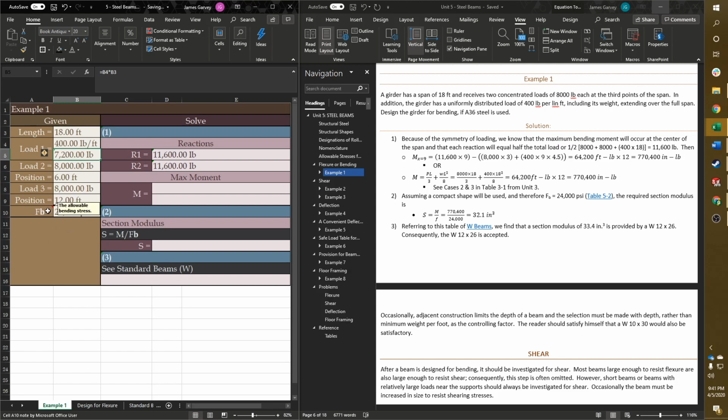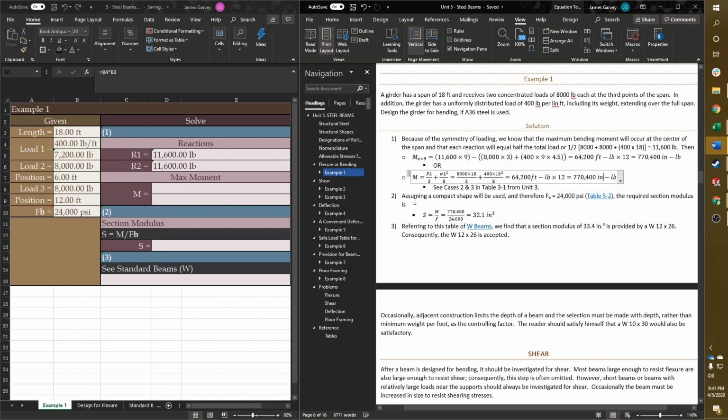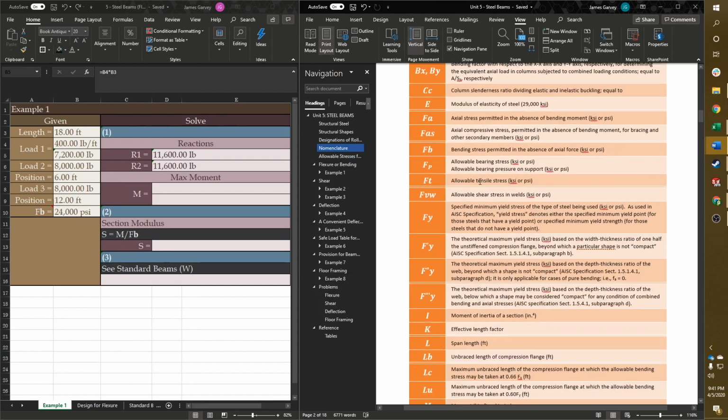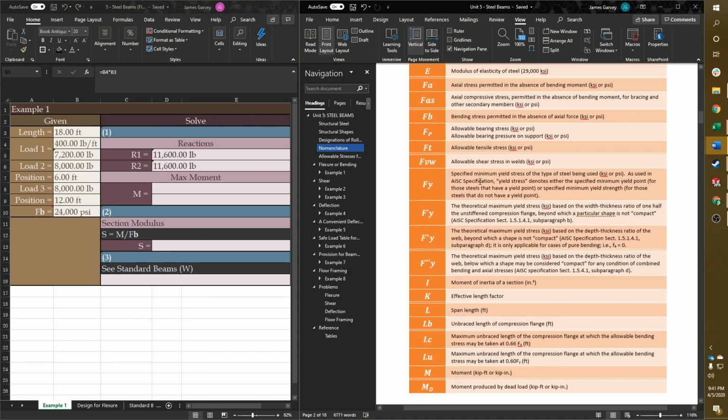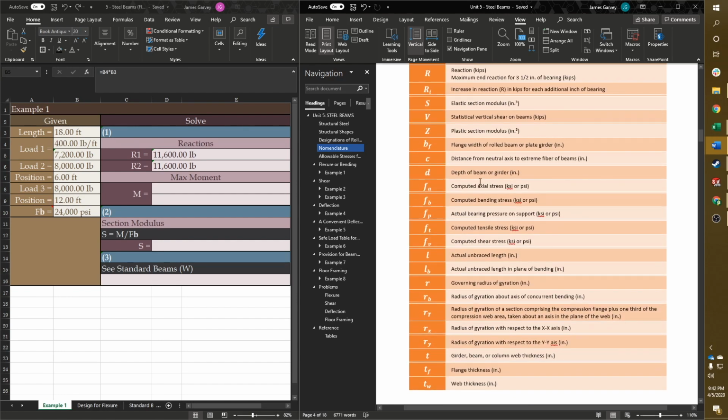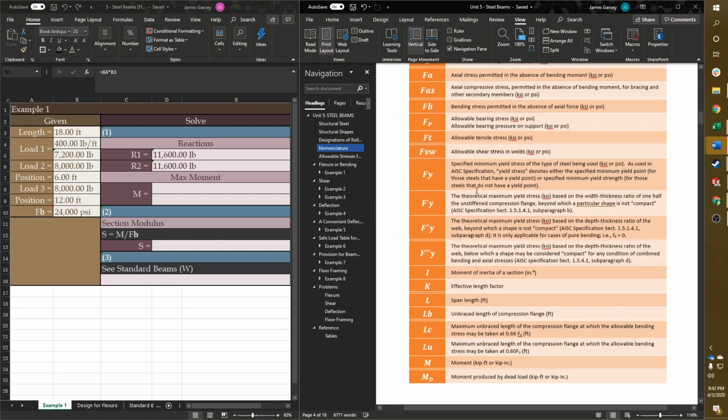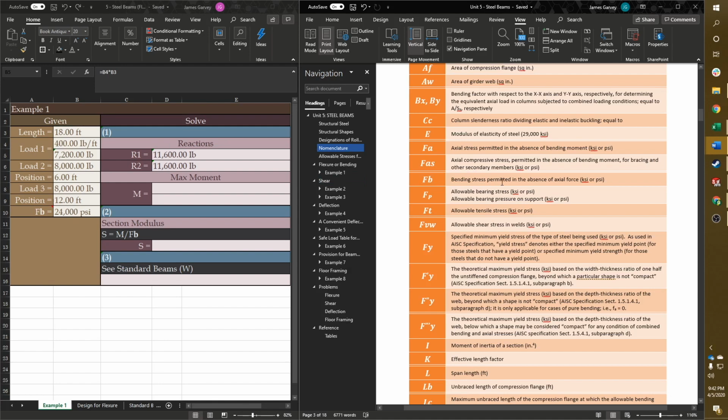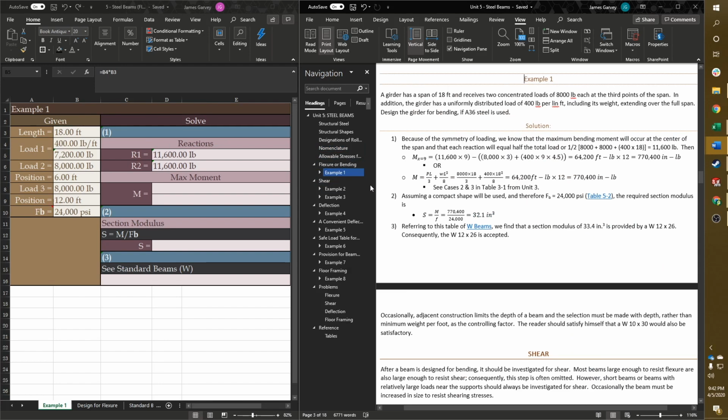The FB, your allowable bending stress, and all the different shorthands for all the different properties of a steel beam are located in this nomenclature chart. So there's a lot in there. You can read through those as you wish. There's only a couple that we'll probably end up really using, and one of them is this FB, the bending stress permitted.